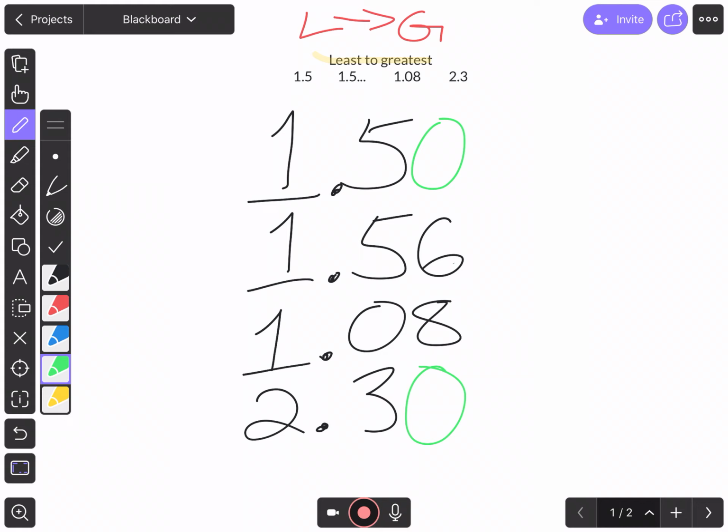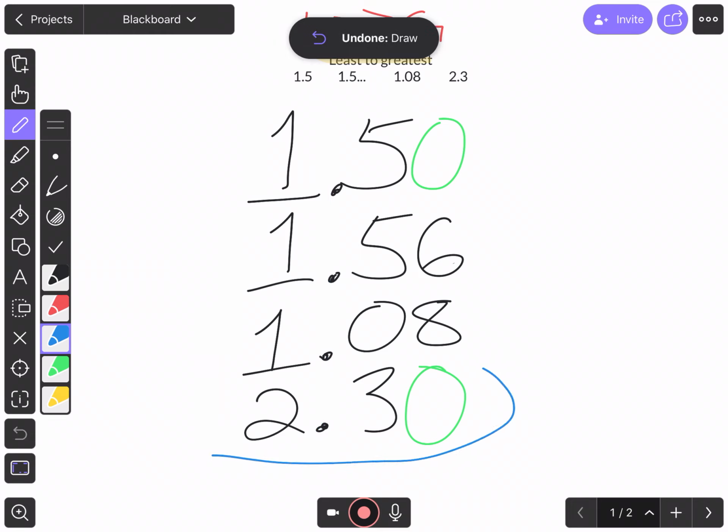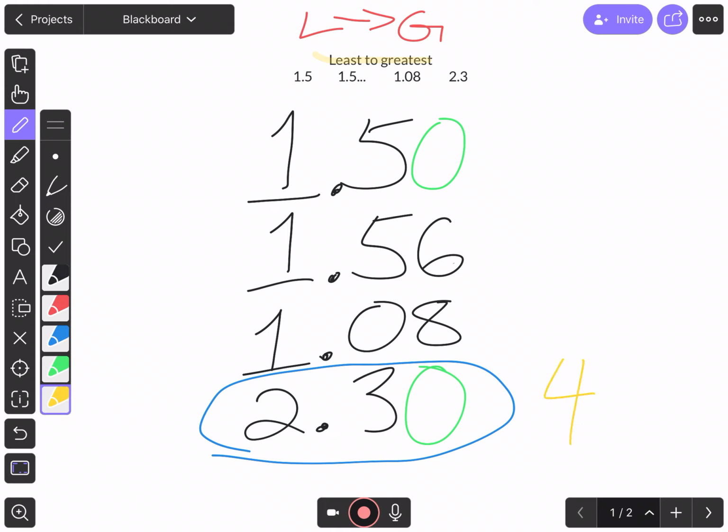Now remember, we're going from least to greatest. A lot of times when these look like money, it makes it a lot easier for me to understand how to compare them. I'm looking for the lowest one to go first. Just like we read, we go from left to right. So let's look at the ones place first. In the ones place, I have 3 ones and a 2. If I'm going from least to greatest, the number with a 2, 2.3, is going to be the greatest one.